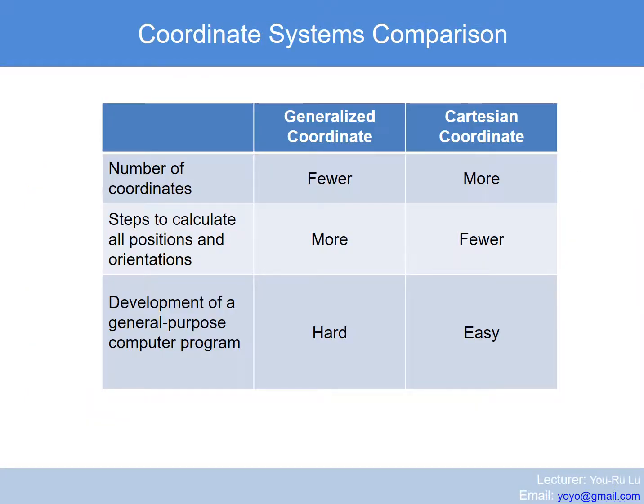Here is the comparison between generalized coordinate and Cartesian coordinate. For the number of coordinates, there are more in Cartesian coordinate, but have fewer steps to calculate all positions and orientations. And it is also easier to develop a general-purpose computer program using Cartesian coordinate.